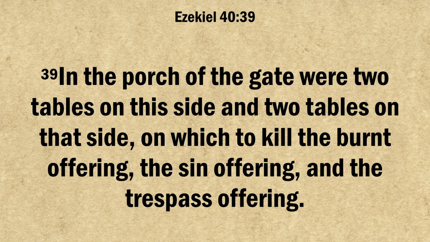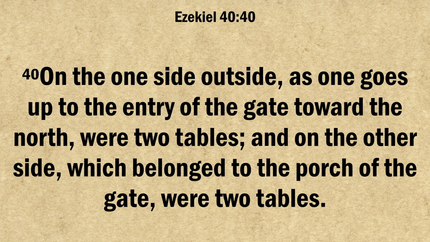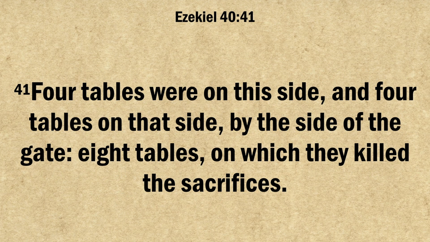In the porch of the gate were 2 tables on this side and 2 tables on that side, on which to kill the burnt offering, the sin offering, and the trespass offering. On the one side outside, as one goes up to the entry of the gate toward the north, were 2 tables, and on the other side, which belonged to the porch of the gate, were 2 tables. 4 tables were on this side, and 4 tables on that side, by the side of the gate, 8 tables, on which they killed the sacrifices.